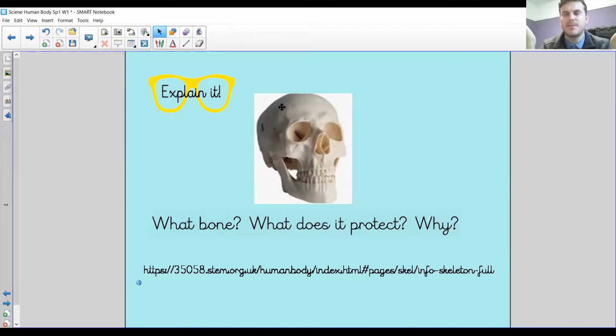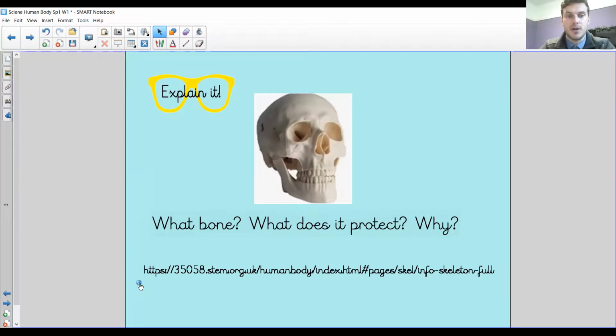Now, why do we need to protect our brain? Well, our brain is really, really important. It sends messages all over our body. It's like our computer inside our head. So it's really important that we have something very strong protecting it.